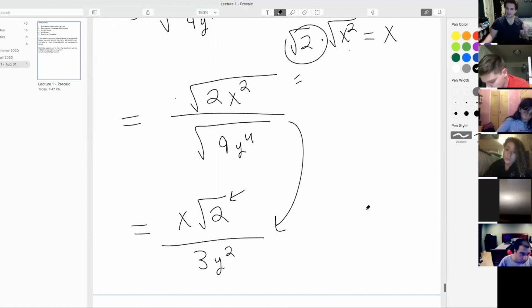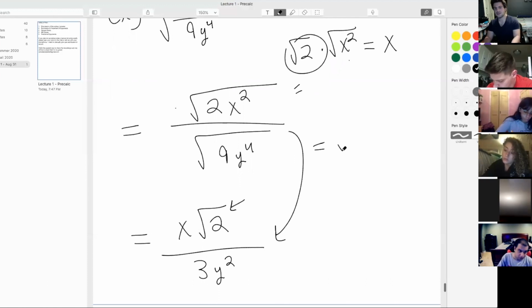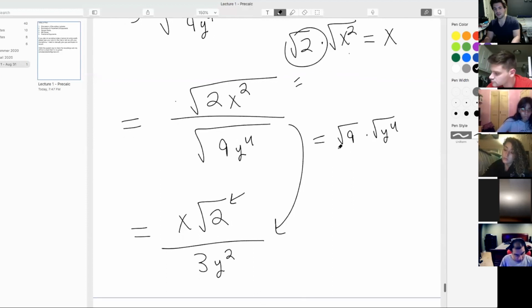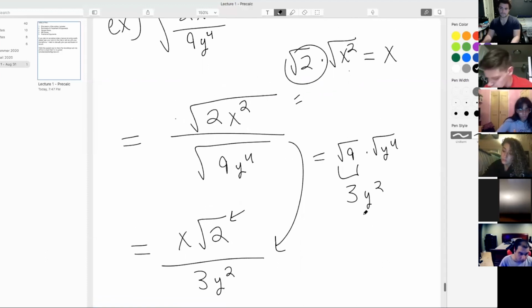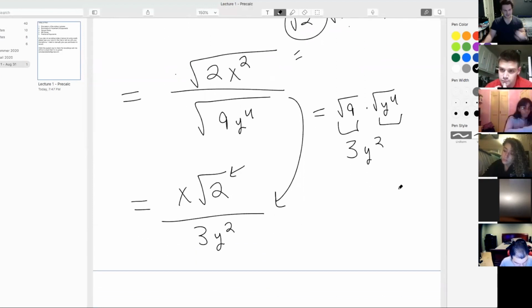We did the same exact thing with the square root of 9y to the fourth. That was just the square root of 9 multiplied by the square root of y to the fourth. This becomes 3, and the square root of y to the fourth is just y squared, because if I multiply y squared by itself, I will get y to the fourth. So that's the square root of y to the fourth. I hope that's okay. And there'll be some nice practice with this on the homework.